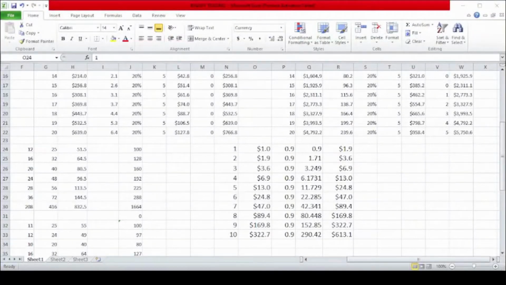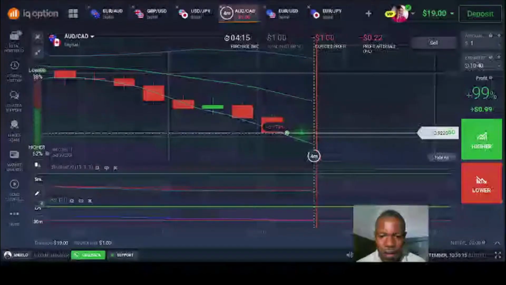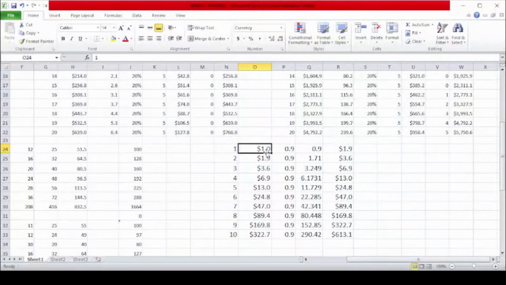According to our Excel sheet, $1. If this is successful, the second trade will be $1.9. That is what I'll be using in the second trade. So my first trade is $1. I'm supposed to take 10 trades, but for this example, I'll just use only 3 trades or 4. Then we can continue from there.